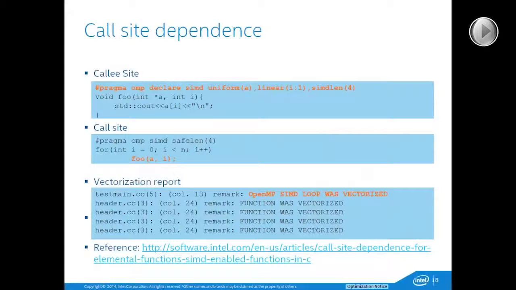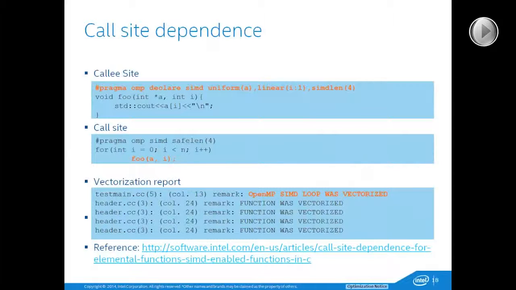I did promise you that I would talk about the call side dependence and why the function prototype in the header files should have the SIMD enabled function declaration too. The reason will be explained here clearly. First, let me look at the callee side, the place where the function has been defined. Here the function foo is a pretty simple function which accepts an integer pointer a and an integer i. All it does is print the output to the standard output stream.